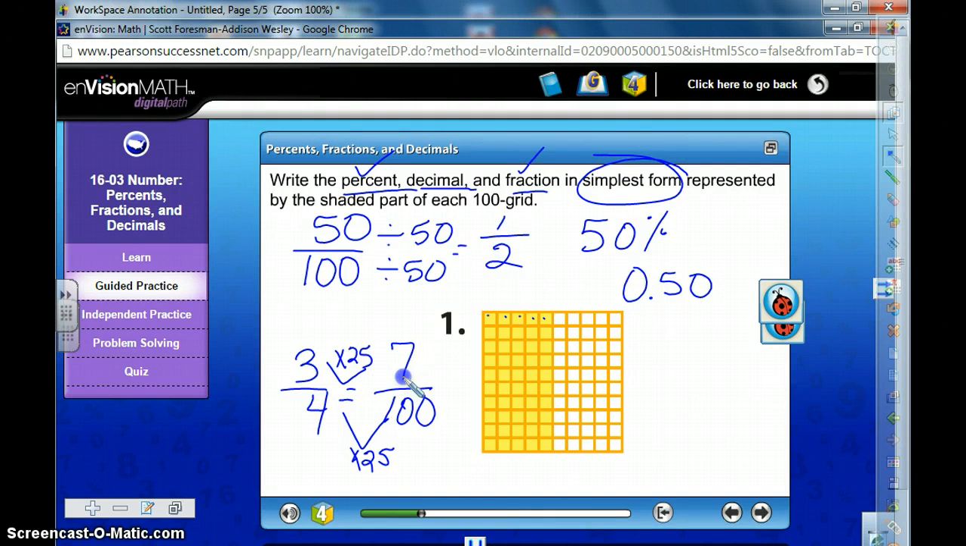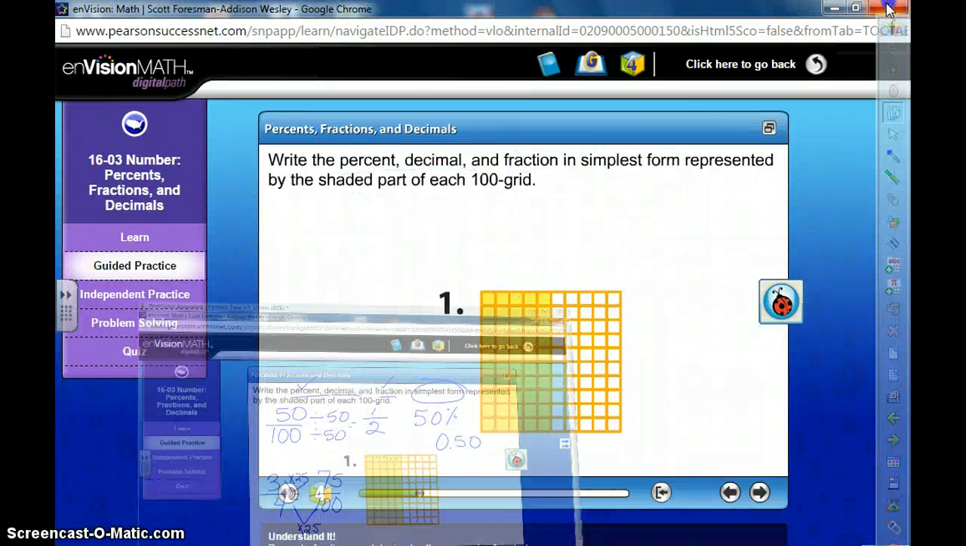75 cents. So now, Kennedy, can you look at that and tell me what 3/4 is as a percent? Yeah, 75%. You will have to know how to do this for your quiz tomorrow. Promise you. Okay? All right. Let's go to the next one.